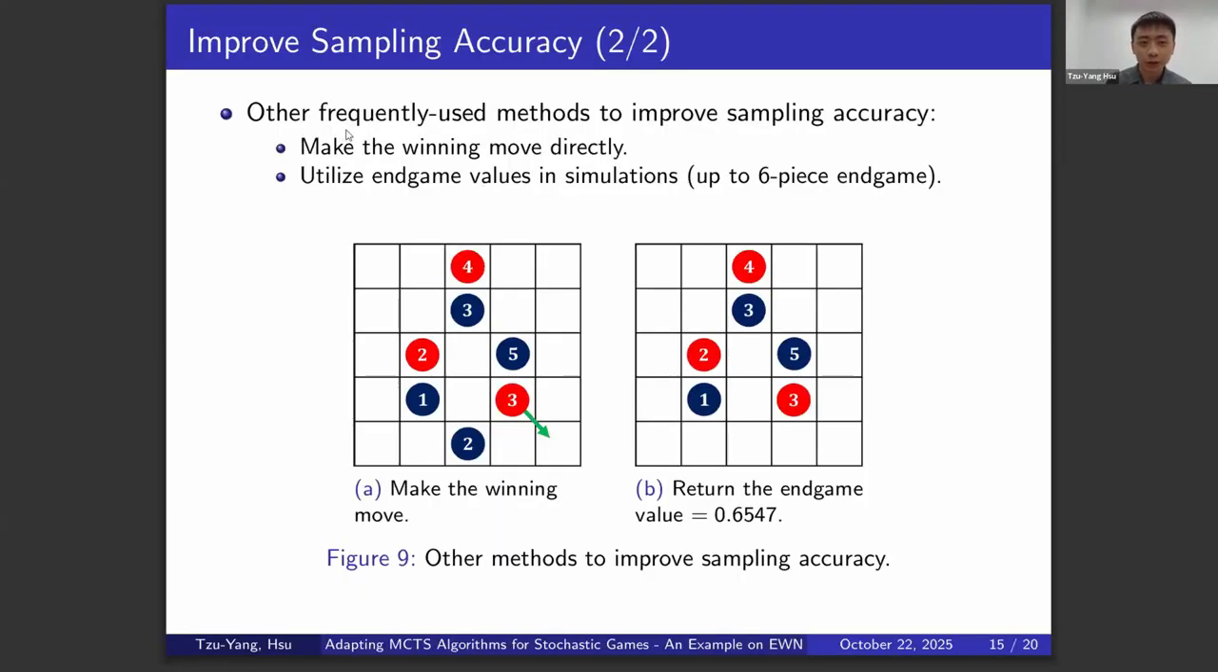We also use other frequently used methods to improve sampling accuracy, including making the winning move directly or utilizing the endgame databases in simulations. And in our paper, we use up to a 6-piece endgame database.